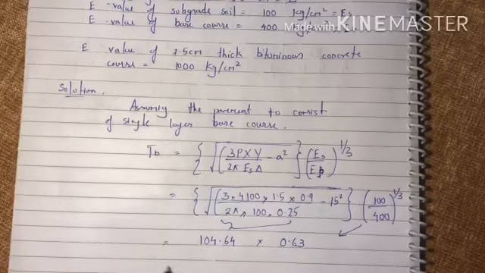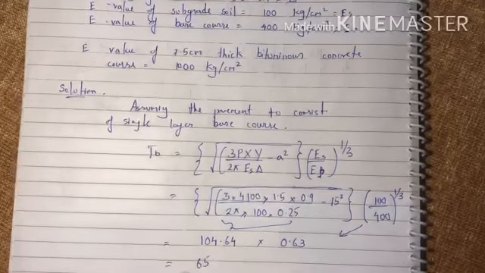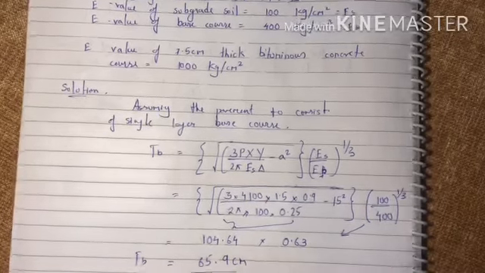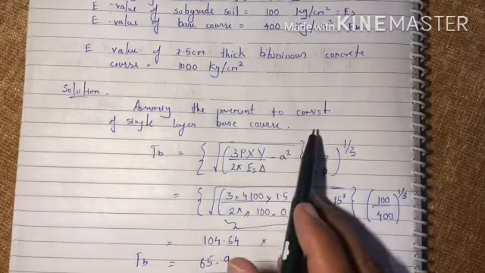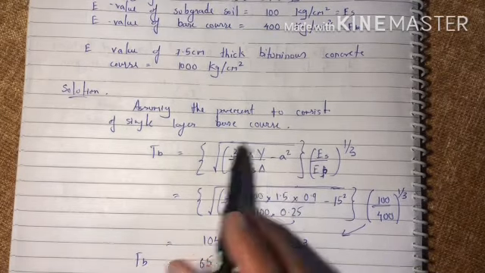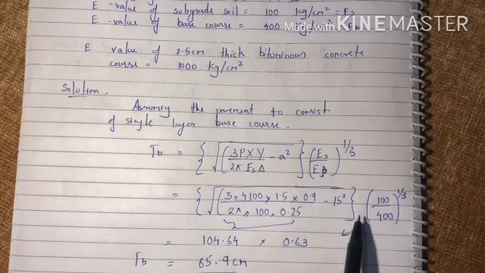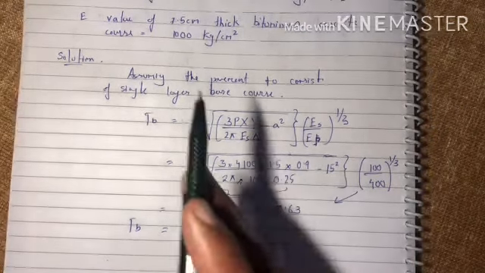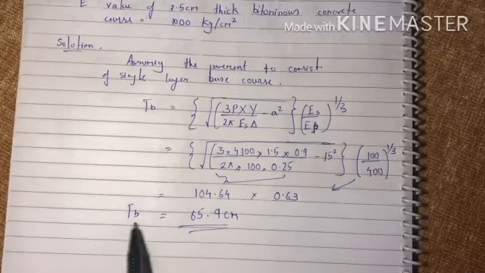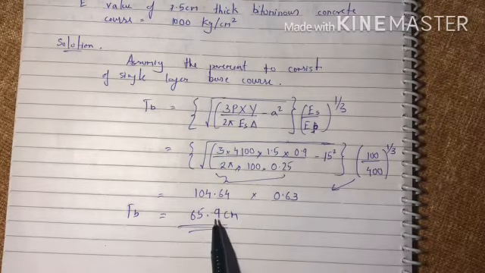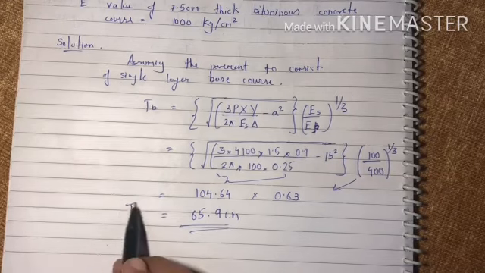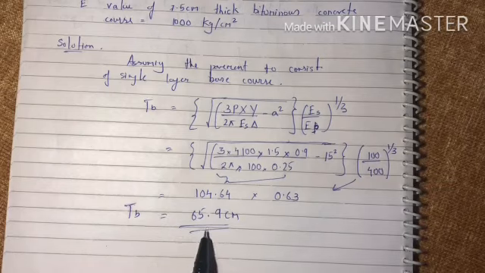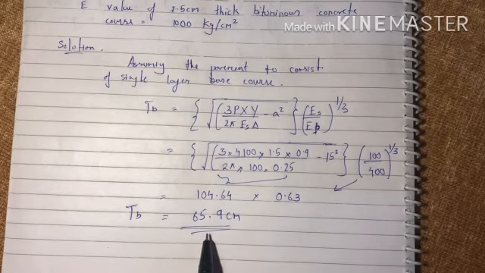When I multiply these two values, I get a thickness value TB of 65.9 centimeters. So assuming the pavement as a single layer base course, I have calculated TB taking this equation and substituting all the values from the given data. I get a thickness of 65.9 centimeter. Now you need to remember, this is as a single layer base course material.